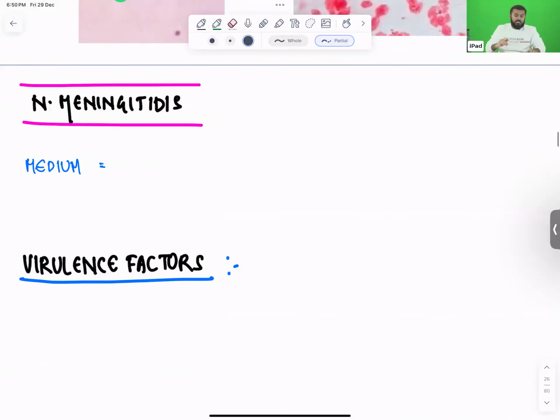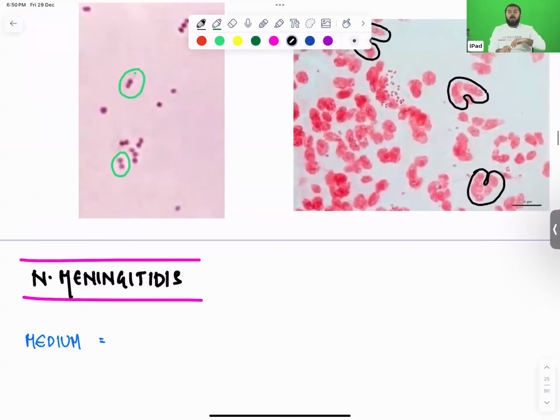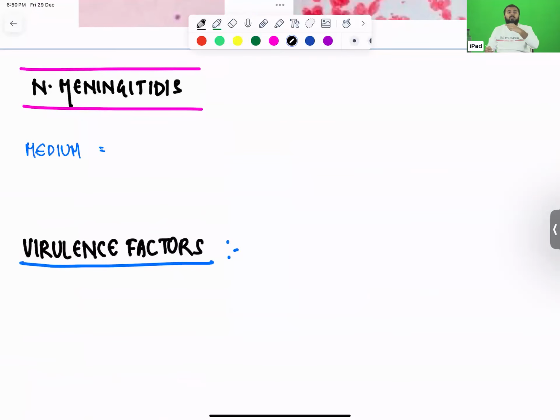Now, when it comes to Neisseria meningitidis, first we shall discuss Neisseria meningitidis. What is the medium you use, either for Neisseria meningitidis or gonococci? You remember I told you there are specific media. If I want to grow only Neisseria meningitidis or gonococci, I select such a type of medium, and that is called selective media. Then what will you do to kill the remaining? You use antibiotics. So to grow both of them, the medium we use is Thayer Martin media.